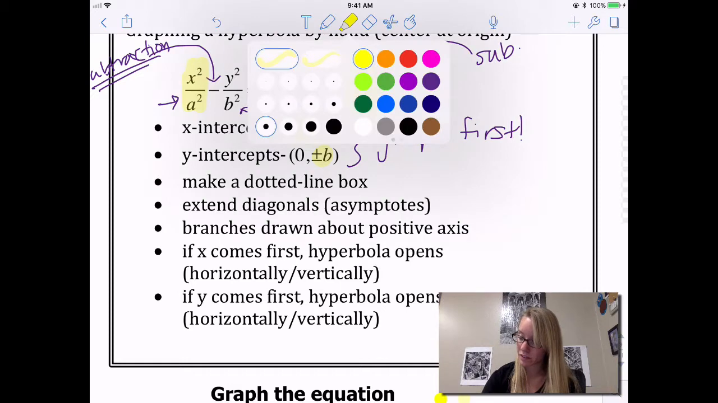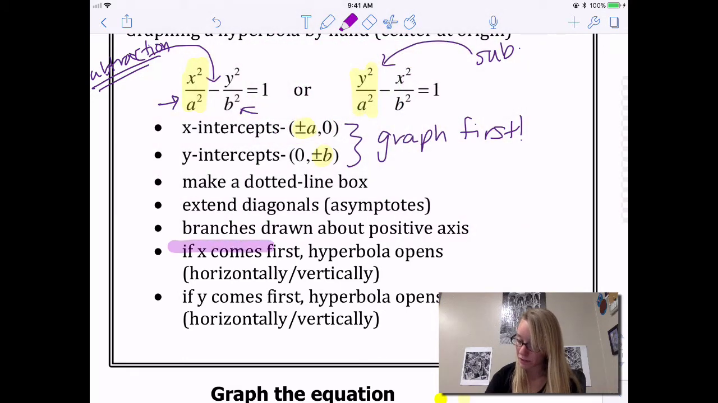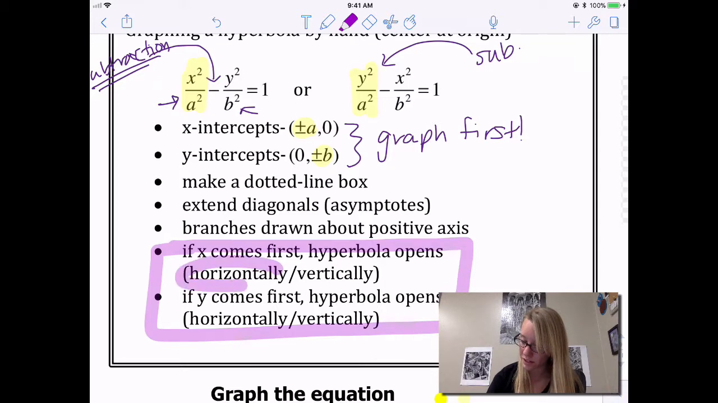Here's a big thing. If x comes first, then the hyperbola is going to open horizontally. Remember that x is always horizontal, so if you see x first, if x is the positive one, you're opening this way. If y comes first, then we're going to be opening vertically. So if we've got y squared minus x squared, then it's going to be going up and down. Let me show you just a couple examples here.